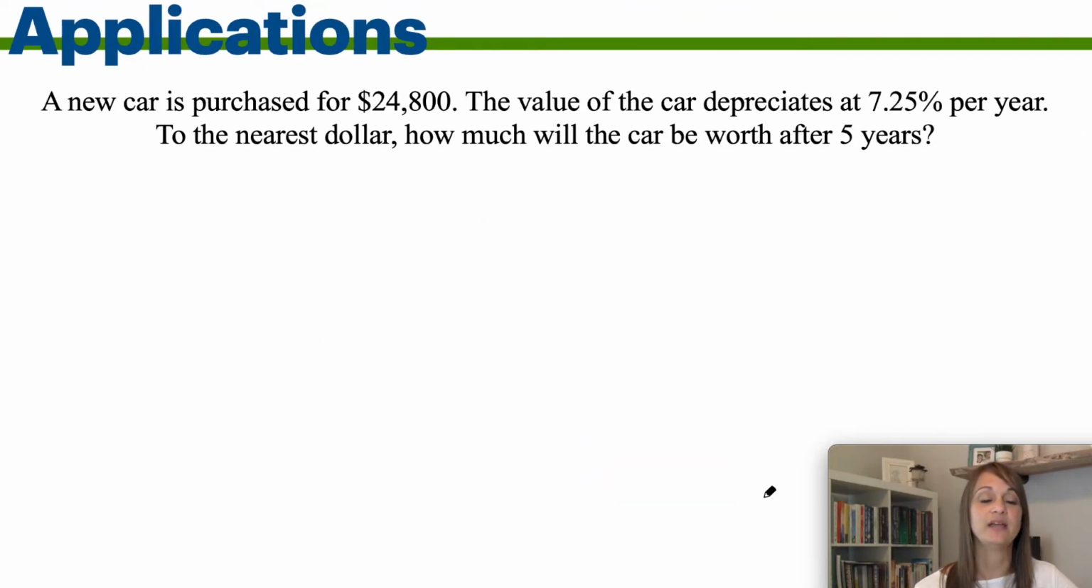So, for example, a new car is purchased for $24,500. It depreciates at 7.25% per year. How much will it be worth after 5 years? Depreciates means that you will use the formula 1 minus r raised to the t.